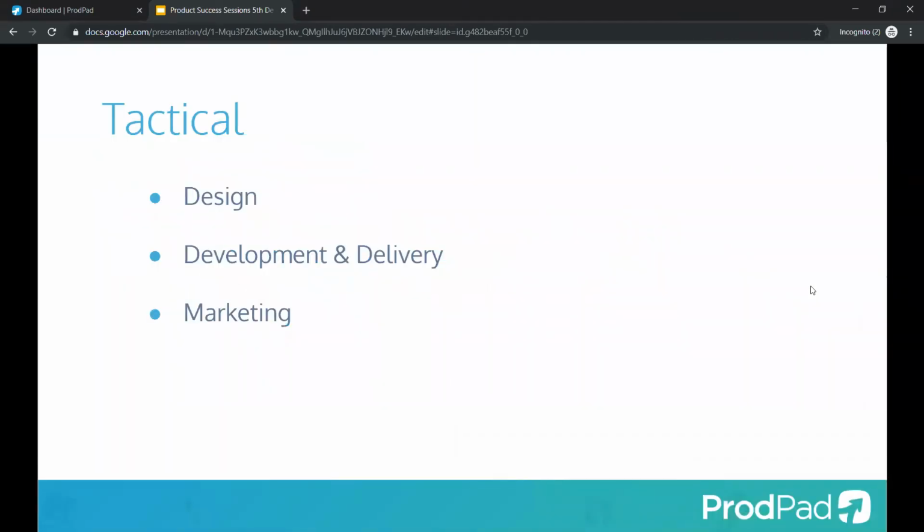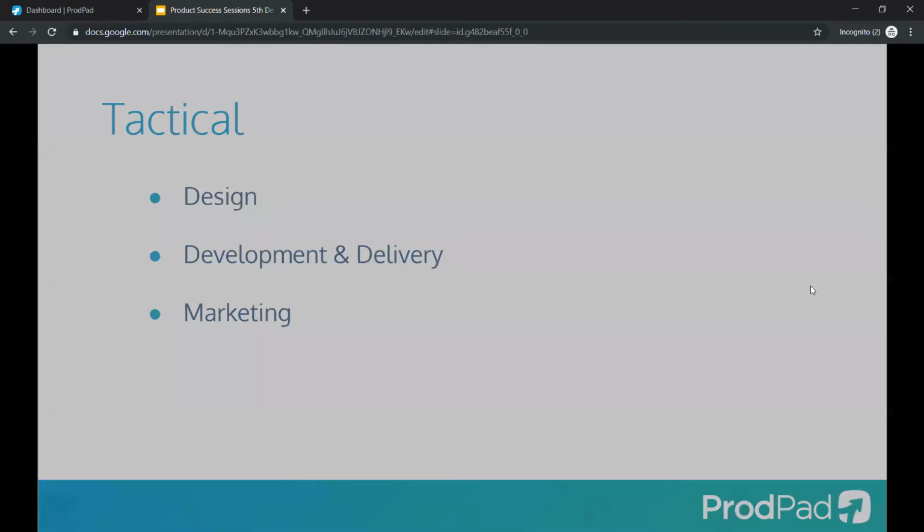So that's more of the strategic side. Moving on to the tactical. And these are now other business teams that maybe have their own processes that need to tie into the main product process that is owned by the product teams.